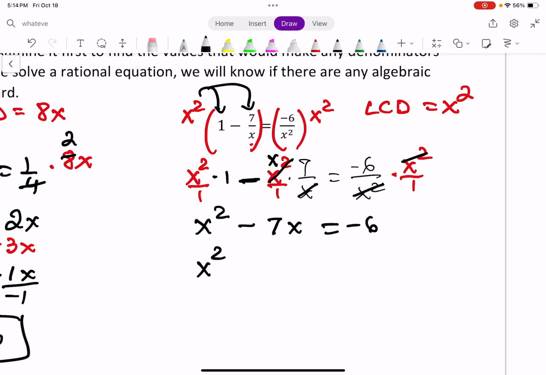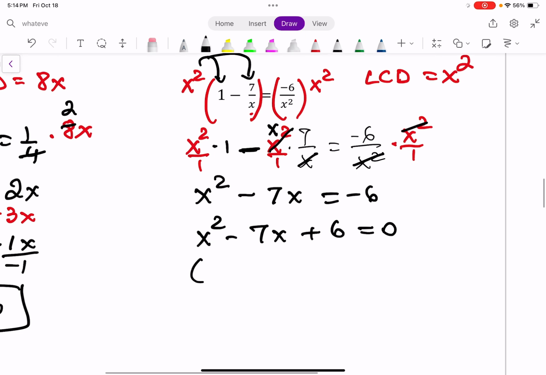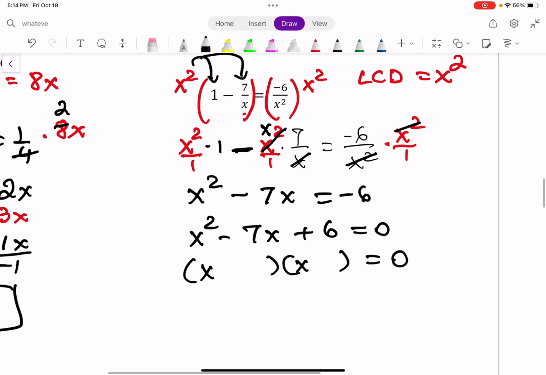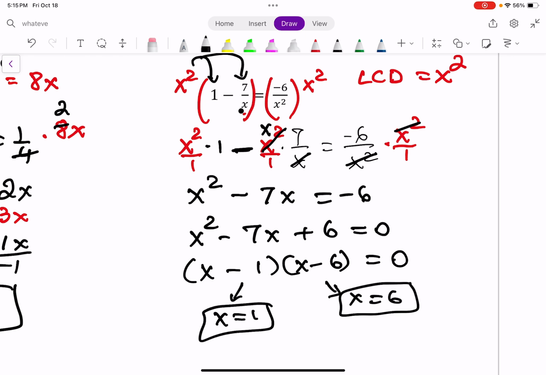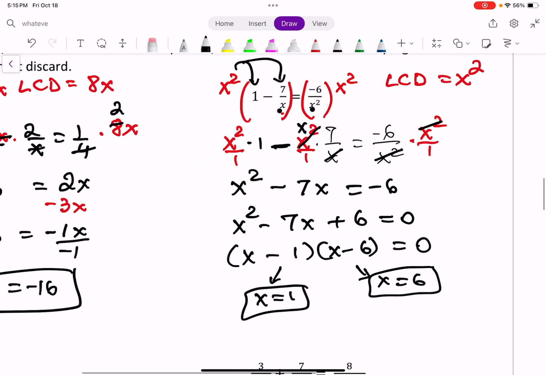So as you see, we end up having a quadratic equation. Therefore, I move all terms to one side of the equal and then see if I can factor it. And of course I can. And the two solutions here are x equals 6 and x equals 1. And neither one of these will make your denominators equal to 0. The only thing that can make those x's equal to 0 is x equals 0.